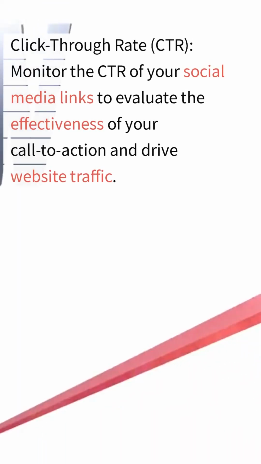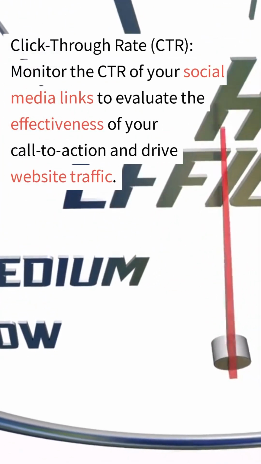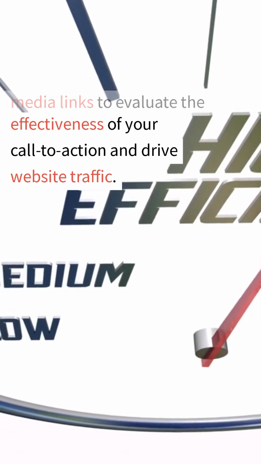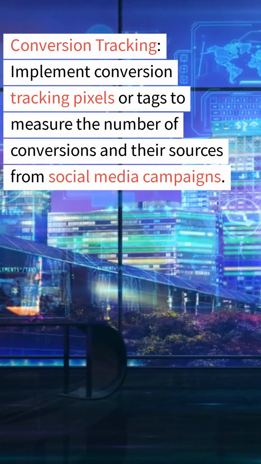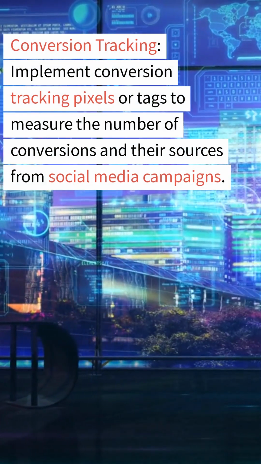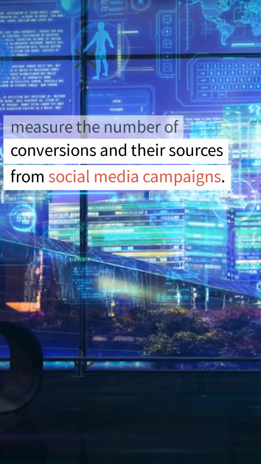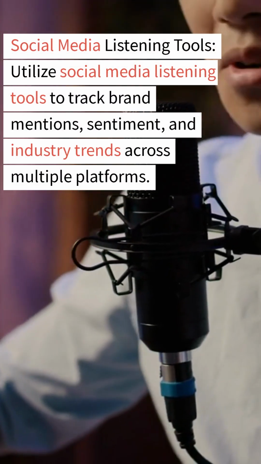6. Click-through rate. Monitor the click-through rate of your social media links to evaluate the effectiveness of your call to action and drive website traffic. 7. Conversion tracking. Implement conversion tracking pixels or tags to measure the number of conversions and their sources from social media campaigns.